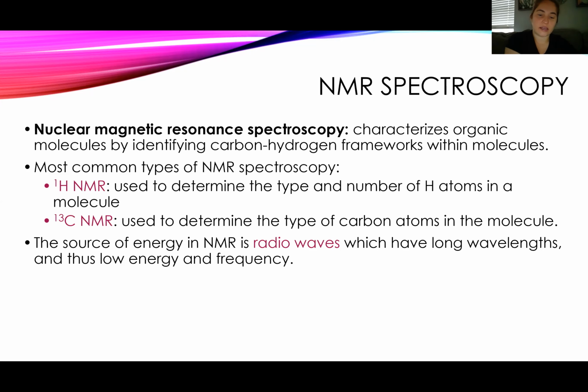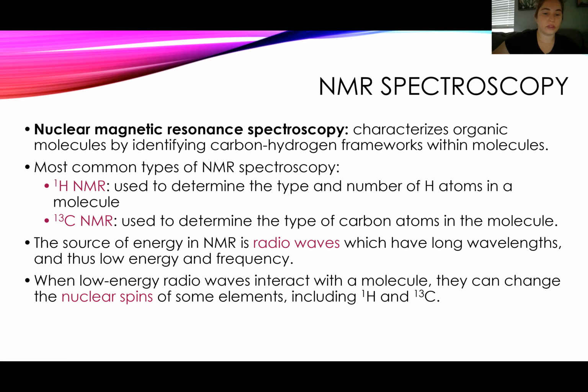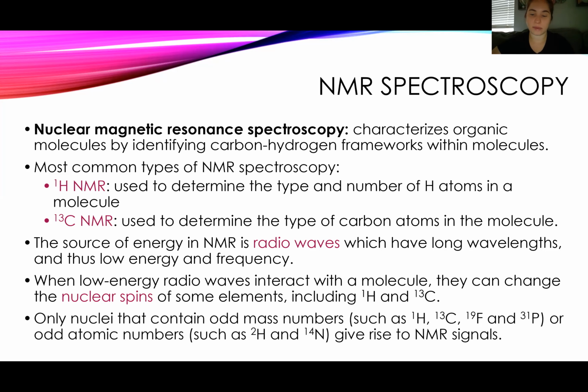The source of energy in NMR is radio waves, which have long wavelengths and thus low energy and frequency. When low energy radio waves interact within a molecule, they can change the nuclear spins of some elements, including protons and carbon-13 atoms. Only nuclei that contain odd mass numbers, such as hydrogen-1, carbon-13, fluorine-19, and phosphorus-31, or odd atomic numbers, such as deuterium and nitrogen-14, can give rise to NMR signals.